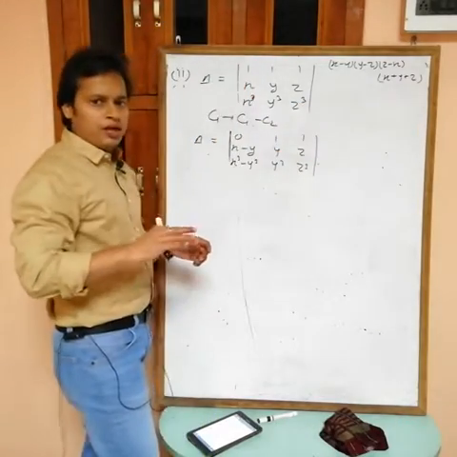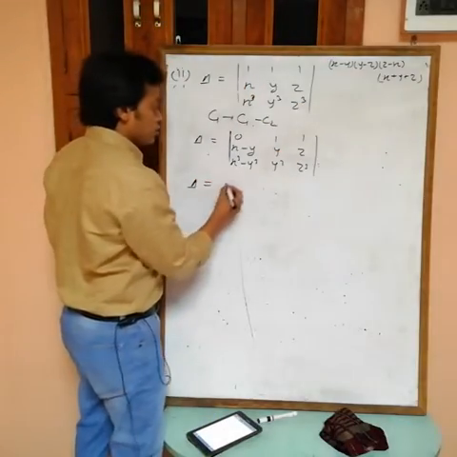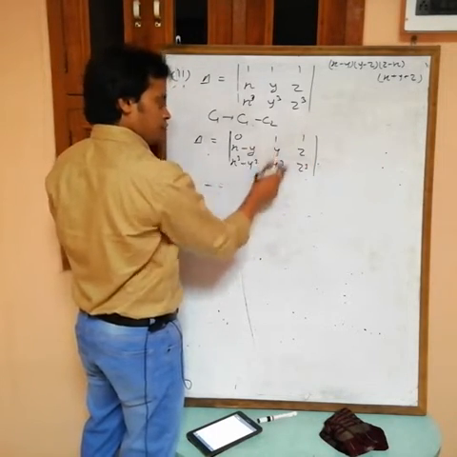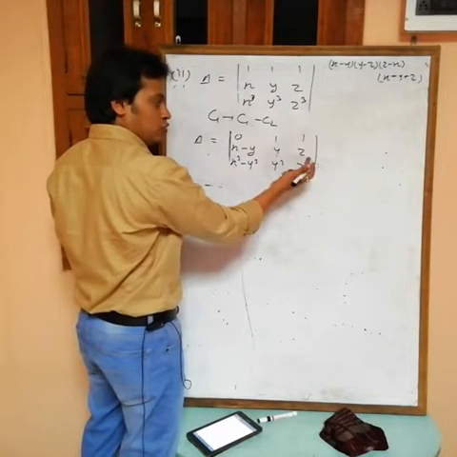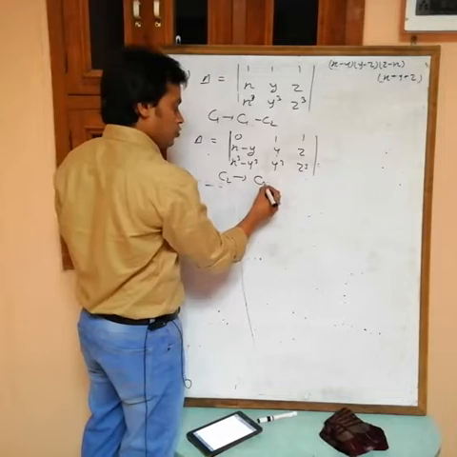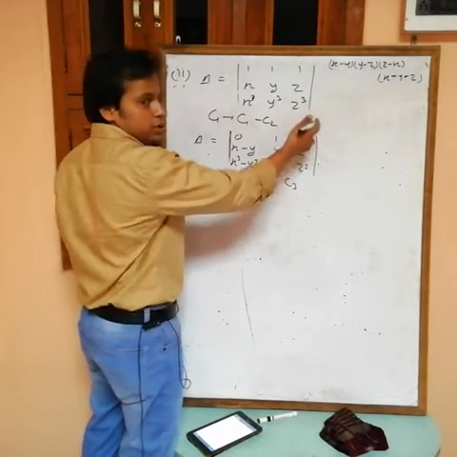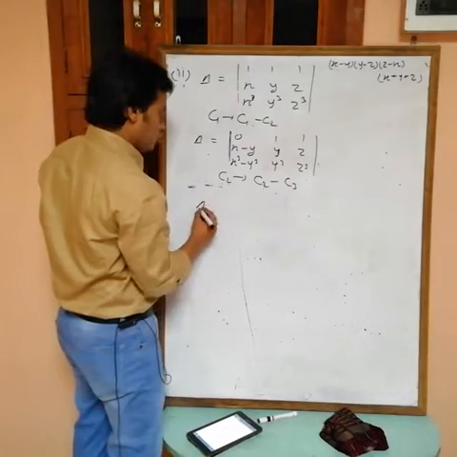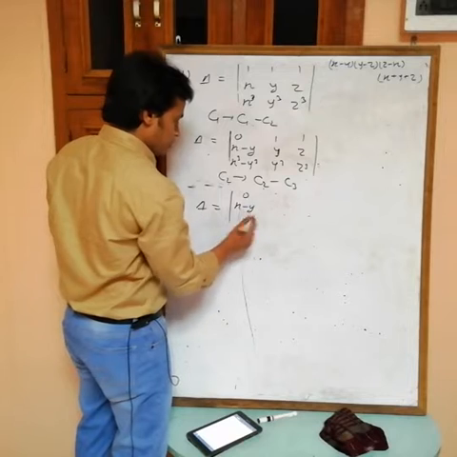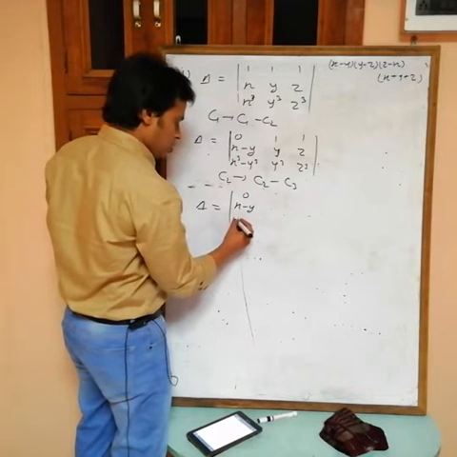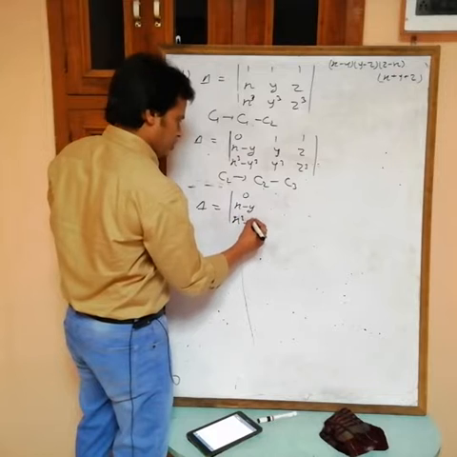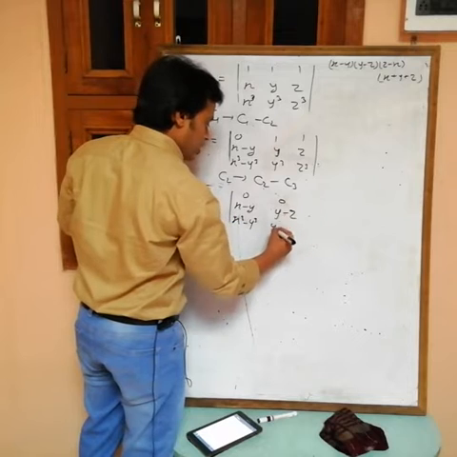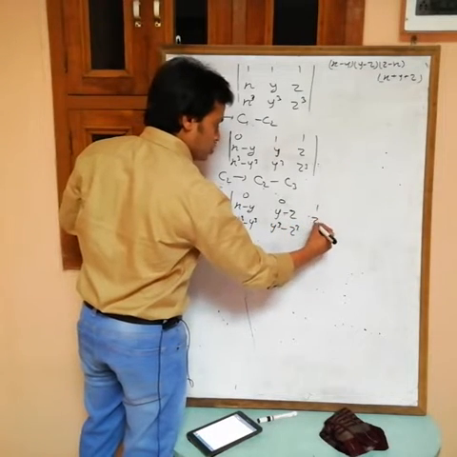So first I am making y minus z, then we will take common both simultaneously. How to get y minus z? If you subtract this one from this one. So in C2 I have to subtract C3, so I am changing C2 to C2 minus C3. This is the second column, this is the third column. So del equals 0, x minus y, 1 minus 1 is 0, y minus z and y cube minus z cube, then 1 and z cube.